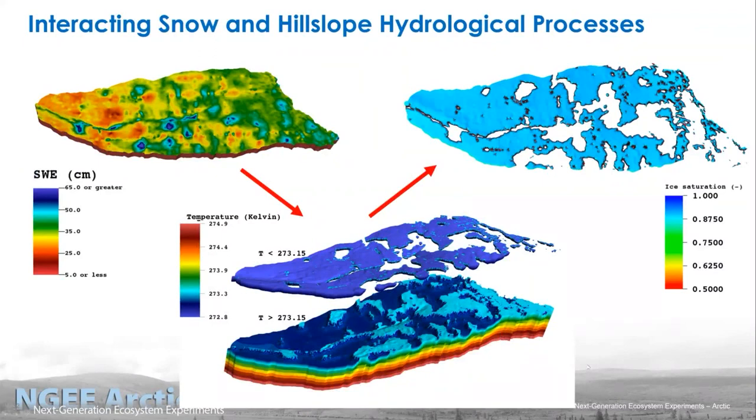So in this case, we're looking at how snow water equivalent variability over one of our study watersheds leads to variation in surface and subsurface temperatures, and how that leads also to variability in ice saturation at different depths in the soil, which controls the abundance and types of vegetation communities, controls biogeochemical dynamics, and also over time controls the variability in surface microtopography that might occur through thermokarsting and other terrain dynamics.